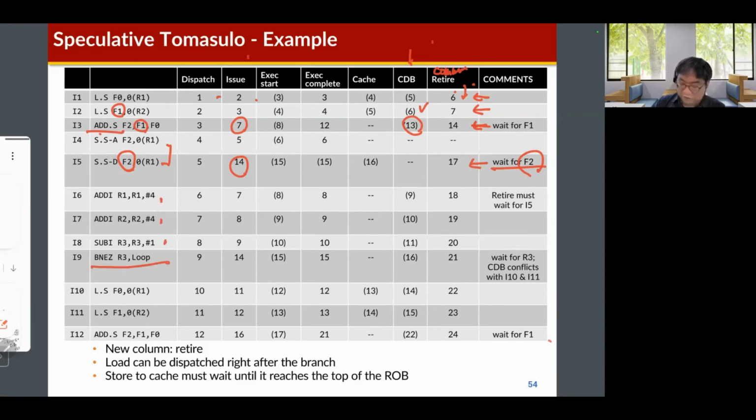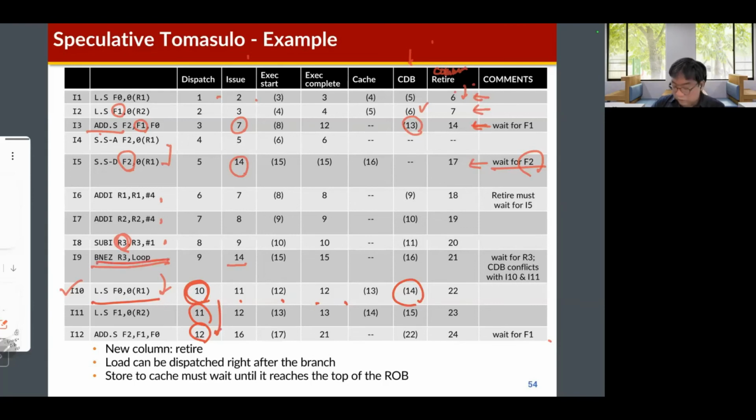And branch instruction 9 is to be issued when R3 is ready. The feature of the speculative execution is the LS, the next instruction after the branch instruction. In the Tomasulo algorithm, this LS cannot be dispatched because of the branch instruction. But in Tomasulo with speculation, the load instruction can be dispatched and executed, and then this instruction can also be dispatched.